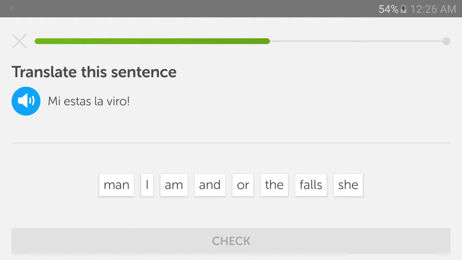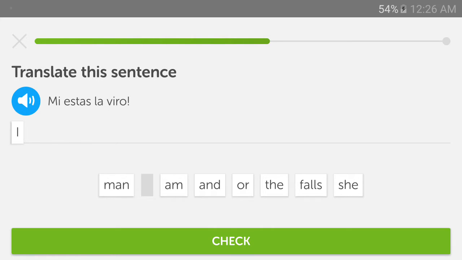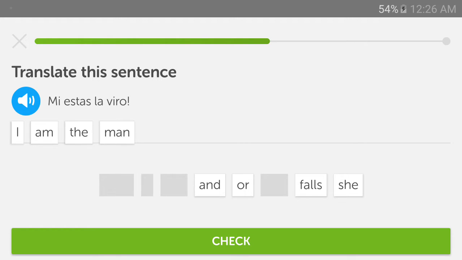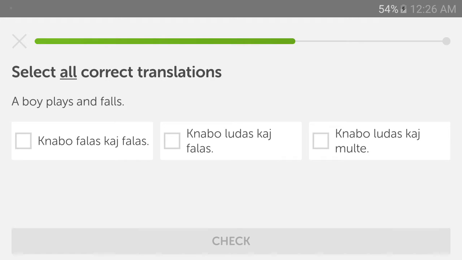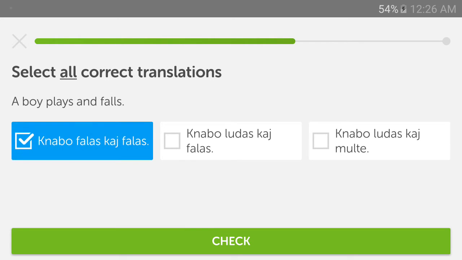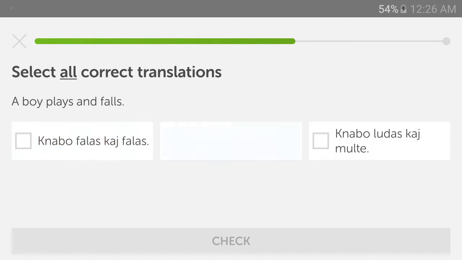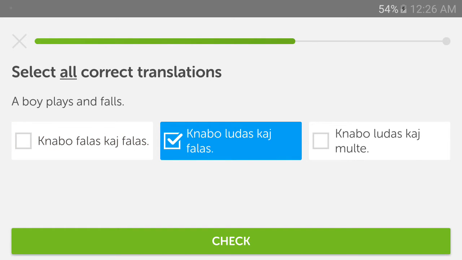Mi estas la viro. Like this sentence, I am the man. A boy plays and falls. Knabo falas. Oh, no. Knabo ludas. I thought ludas is sleep. When is sleep then?